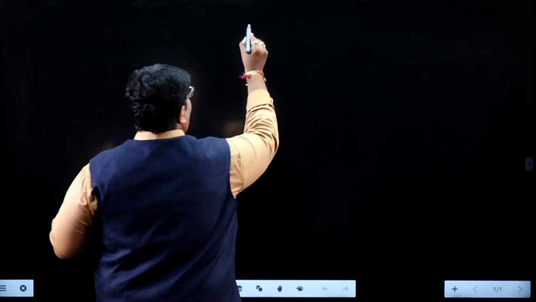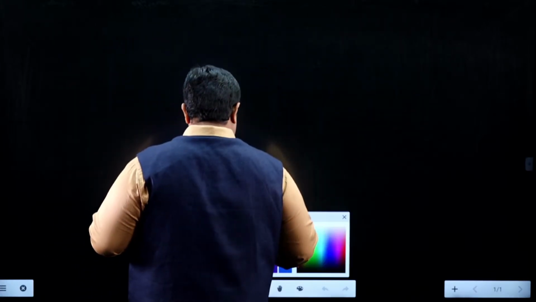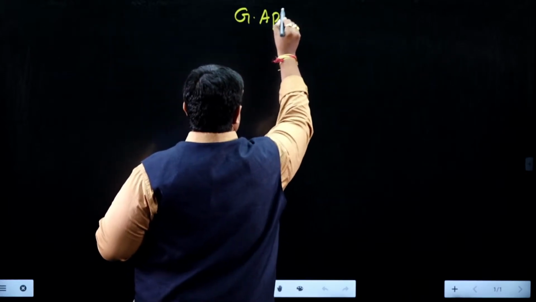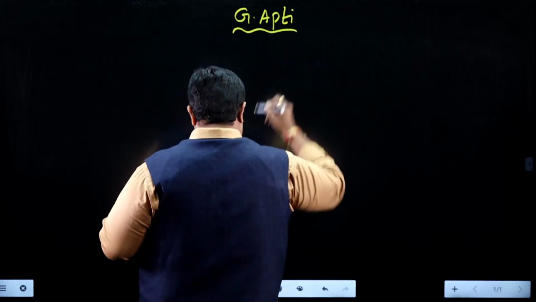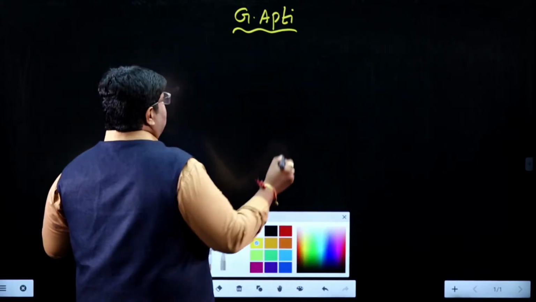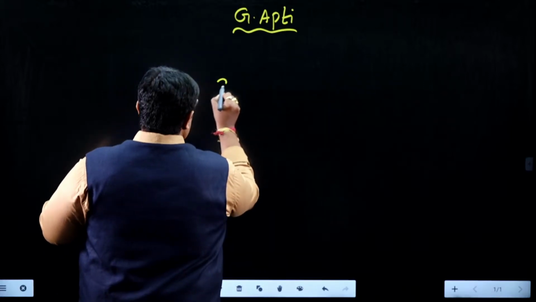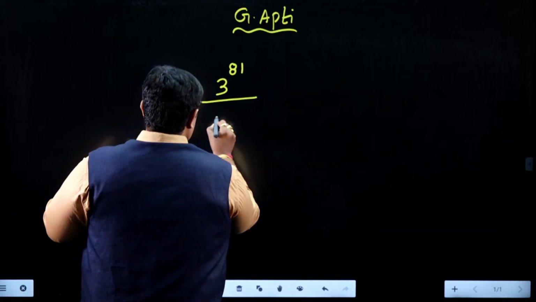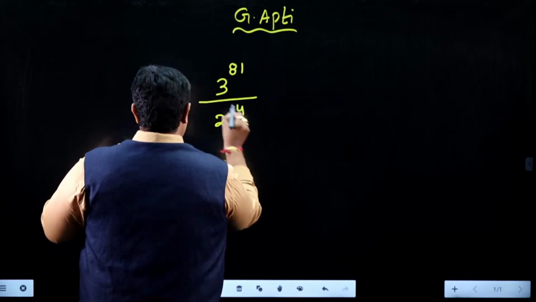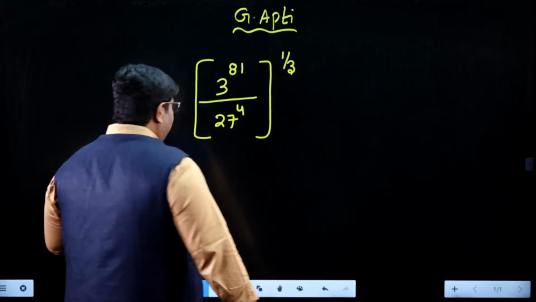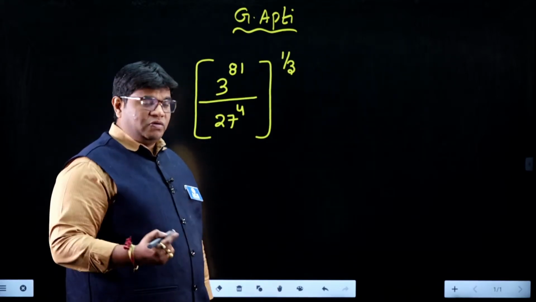Okay, my dear friends, last but not least, from the general aptitude we received only 2 questions. Two questions only. One is simplification: 3 power 81 upon 27 power 4, whole power 1 by 3. Simplify the equation. This is a 1 mark question only.